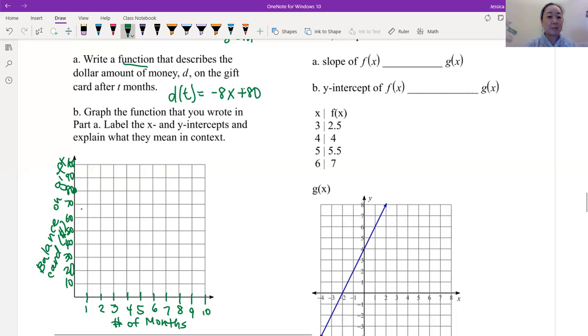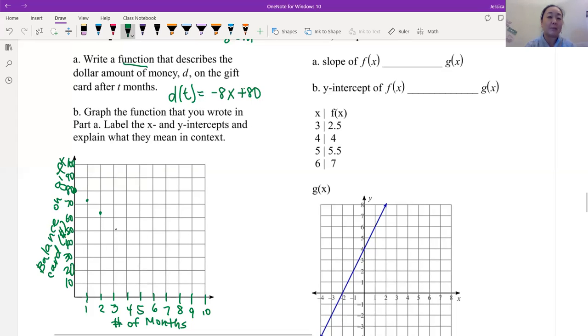So what I'm going to do is, okay, down 8, so that would be 72 over 1, like right about there. And then 72 minus 8 is 64, yikes, so close. So do you see how it's kind of hard to graph on there?